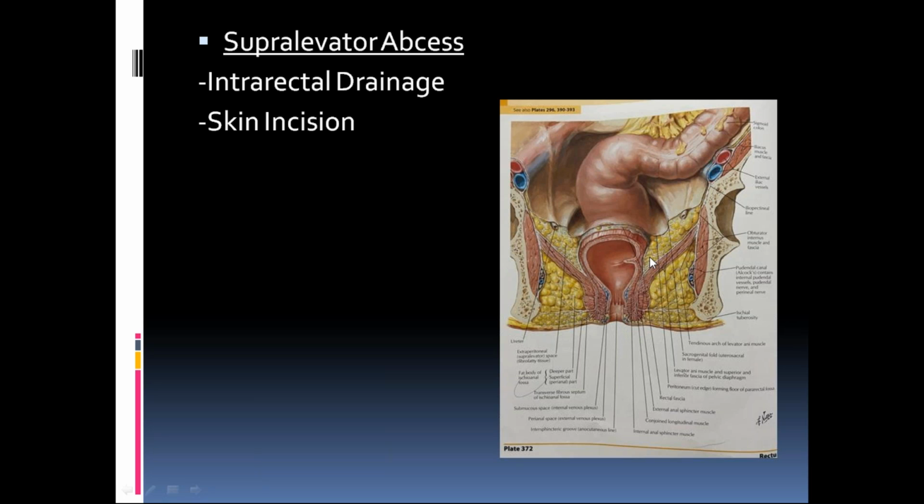When the abscess is very lateral, supralevatorly, and cannot be drained so easily, in such cases you have to give a skin incision as for an ischiorectal abscess, pierce it, make a rent, and drain the abscess. This is how a supralevator abscess is drained, either intrarectally or by skin incision.